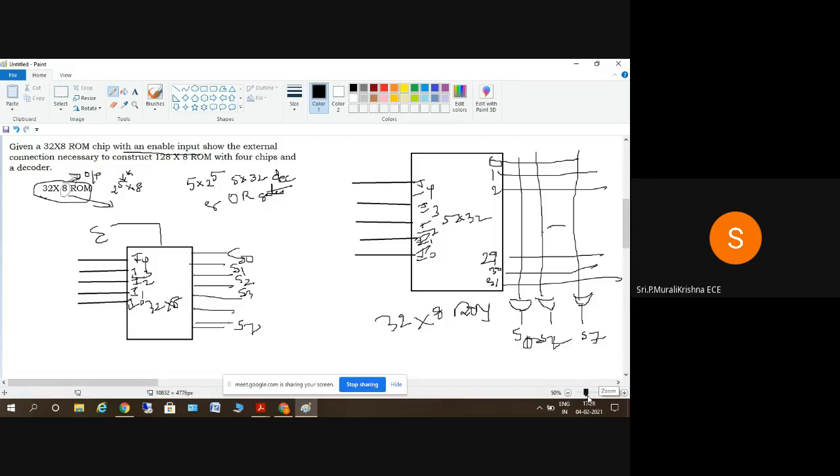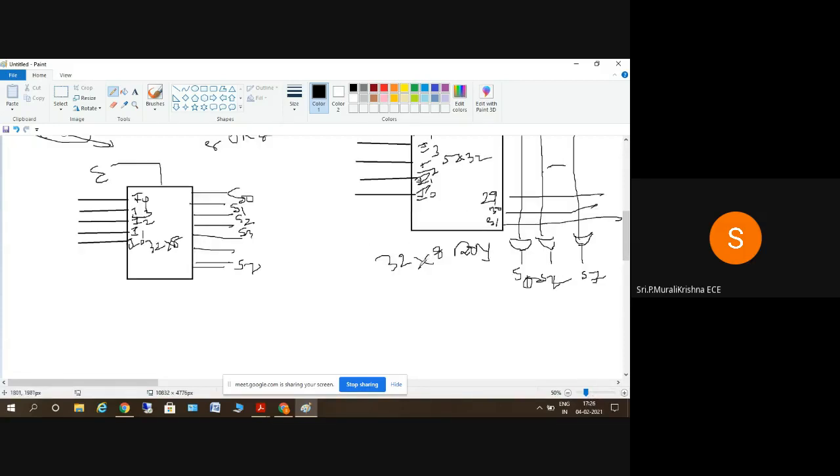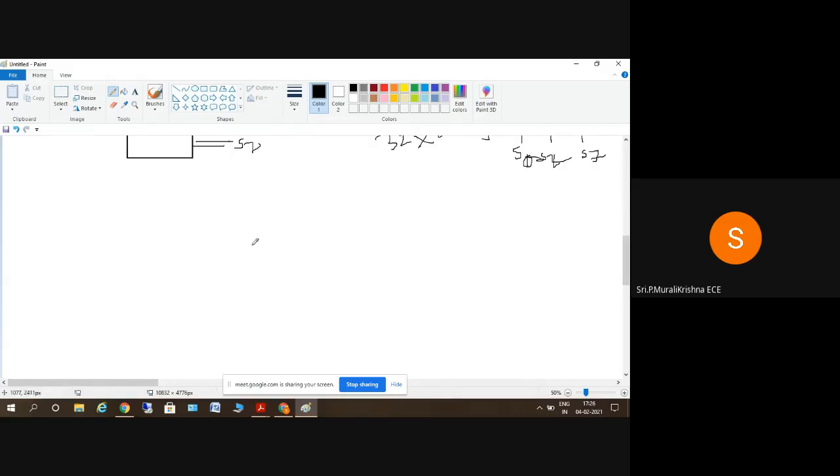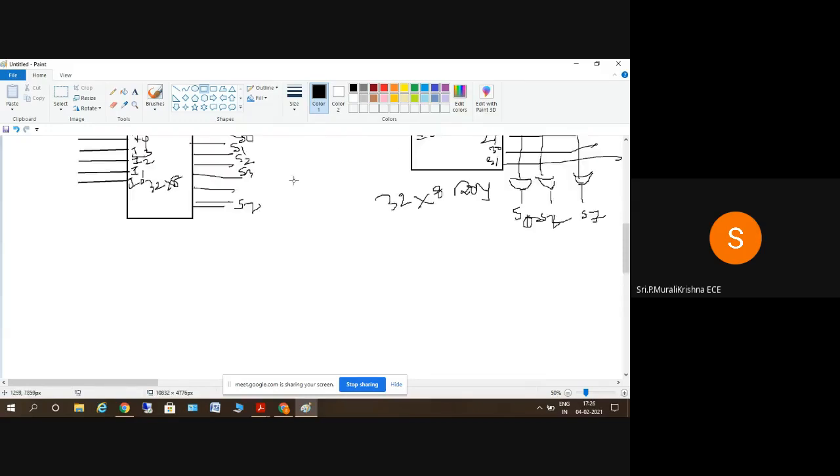Just like the previous cases we have seen earlier, where higher level multiplexers or decoders are constructed with the help of smaller ones, this is also the same. So we'll be using four 32 into 8 ROMs.